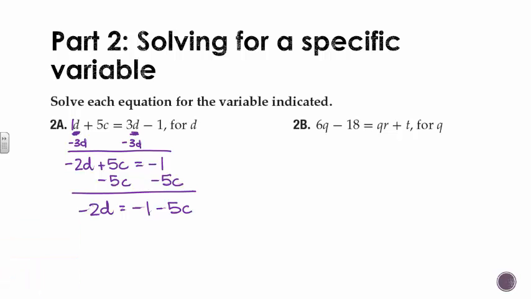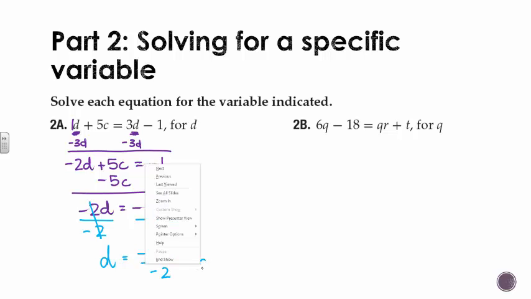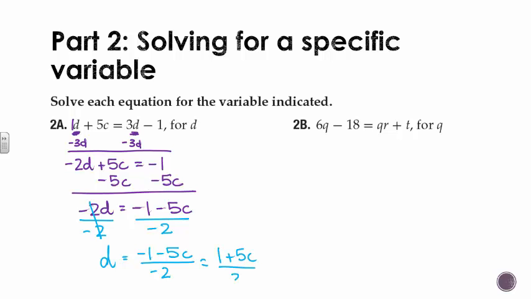So I want to undo multiplying by negative 2, so I'm going to divide both sides by negative 2. So we end up with d equals negative 1 minus 5c divided by negative 2. In a textbook, you will probably see it written as 1 plus 5c divided by positive 2. And that's because everything's negative here. If I multiplied the top and bottom by negative 1, it would all turn positive. But if you give me this answer, that is totally okay as well.